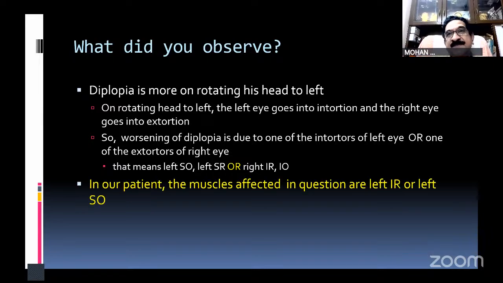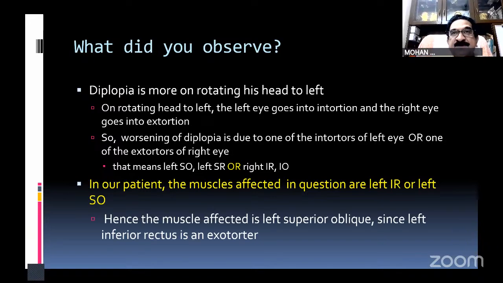Now, in our patient, from the beginning, we saw that there are two muscles only at fault. It could be either left inferior rectus or left superior oblique, right? Because his left eye is up on looking down, that means left inferior rectus or left superior oblique could be weak. This test tells you that it is not the inferior rectus but the superior oblique, because superior oblique is an intorter and the left inferior rectus is not an intorter, it's an extorter. So if you turn to the rotation, one of the intorters should be weak. So that means it is not inferior rectus, the culprit is the superior oblique.